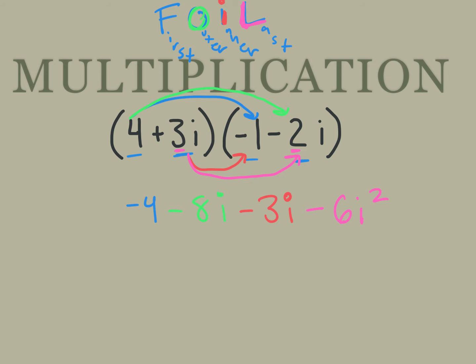Isn't i squared negative 1? Awesome. Perfect. i squared is actually negative 1. So we're going to change this i squared to be a negative 1. And what's negative 6 times negative 1? Positive 6. So we just change the i squared to be a negative 1 and change the sign of whatever that number is. So it's now plus 6.